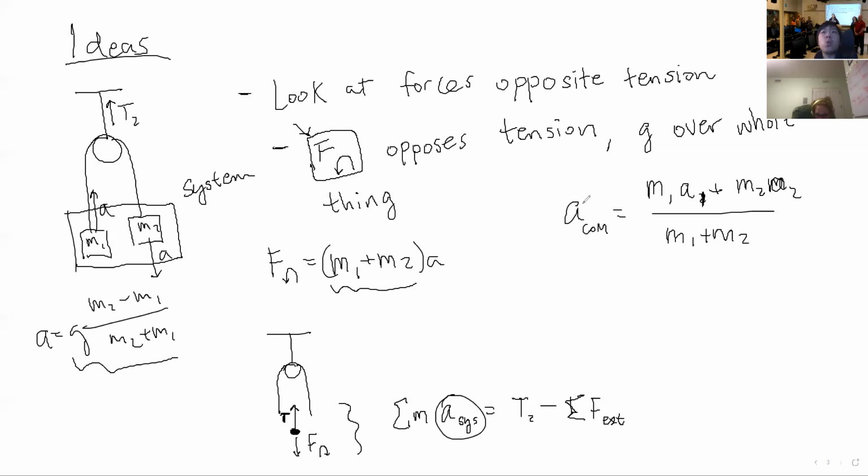But then we know the accelerations of M1 and M2, right? Because they're accelerating at the same rate, except one of them is going upwards and one of them is going downwards. So M1 is going upwards, that's what we assumed, and M2 is going downwards, so that's negative, right?